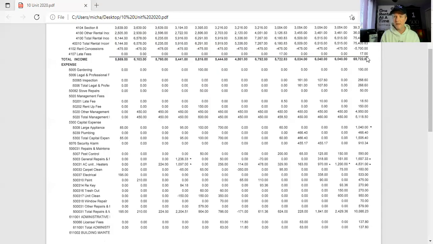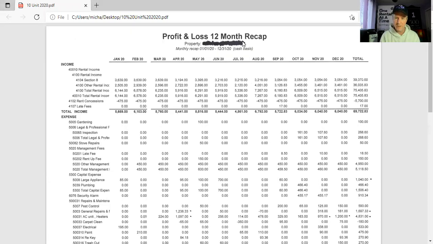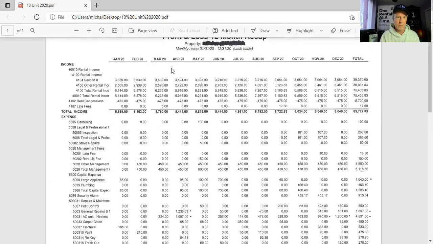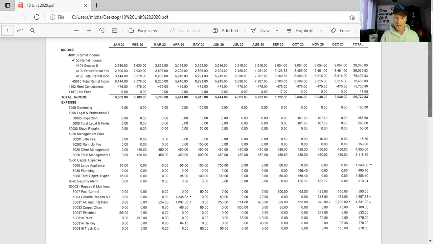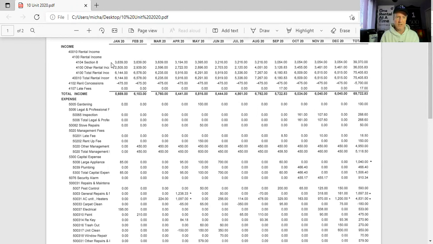Let me just bring it up. So again, here is the report. I went ahead and blacked out the address. I guess you can almost still see it, but oh well. Just to give you the lay of the land, this is a report that I get from my property manager. It goes by month, and obviously there is a total there.